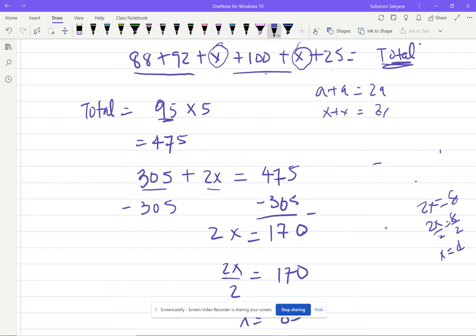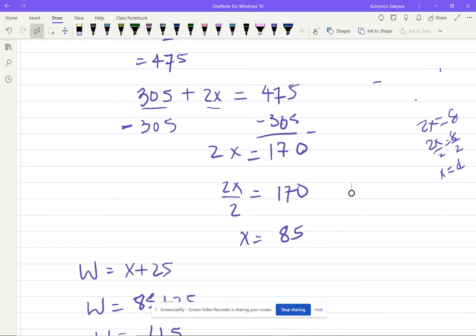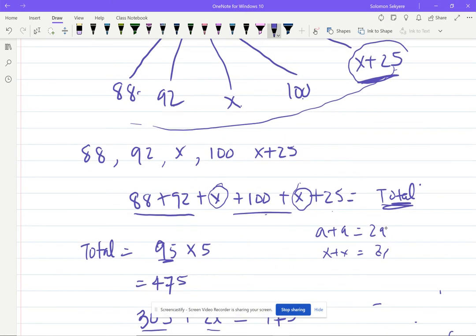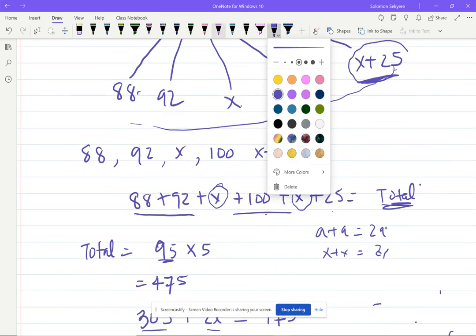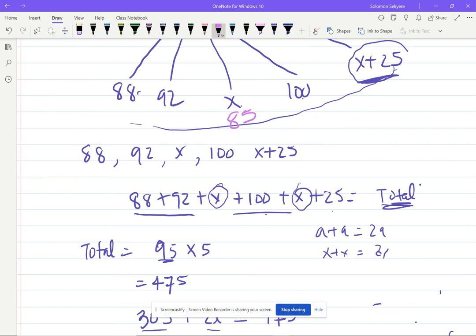Okay, 305 plus 2x equals 475. What do? I move my 305 to this side. From both sides, I subtract, and I had 2x equals what? 170. What do? Just like here, I divide both sides by 2, and my x is 85. So I come in here and I put 85 as my x, 85. And what will be my W? What will be my W is 85 plus 25.